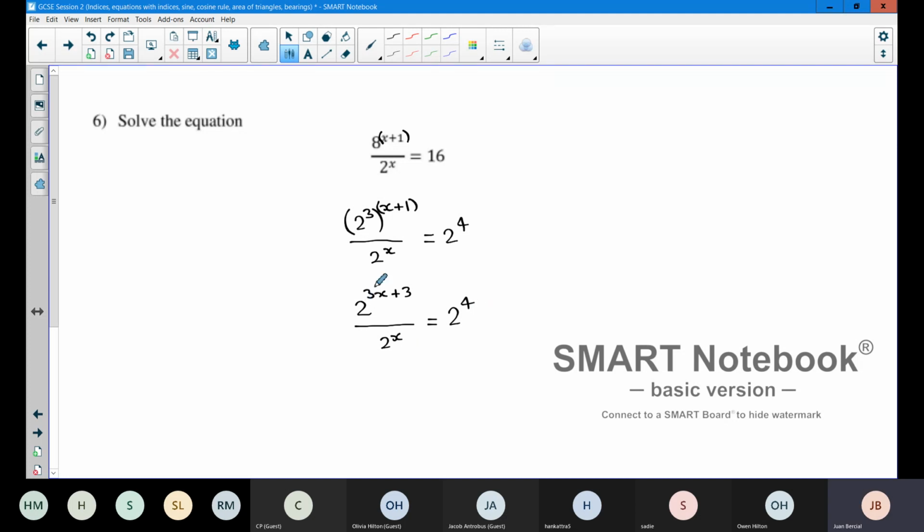And then remember, let's use the laws of indices. So a power divided by another power with the same base, we take away the exponents: 3x plus 3 minus x equals 4. We've got the same base equal to each other, so the exponents are the same. So we can do 3x minus x is 2x, plus 3 is equal to 4. 2x is equal to 1. So x is equal to a half.